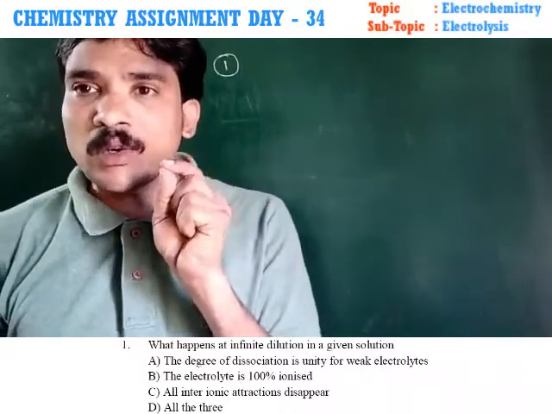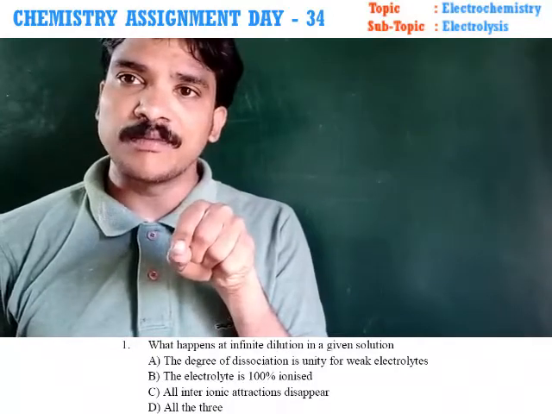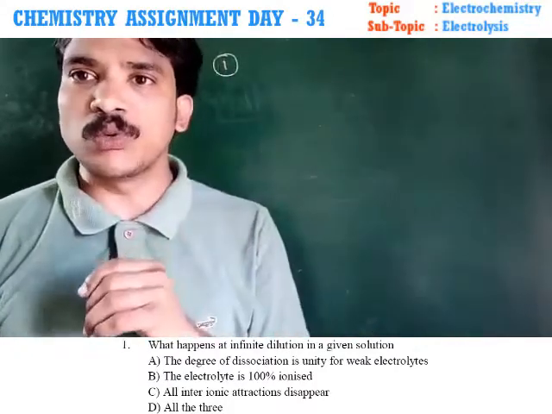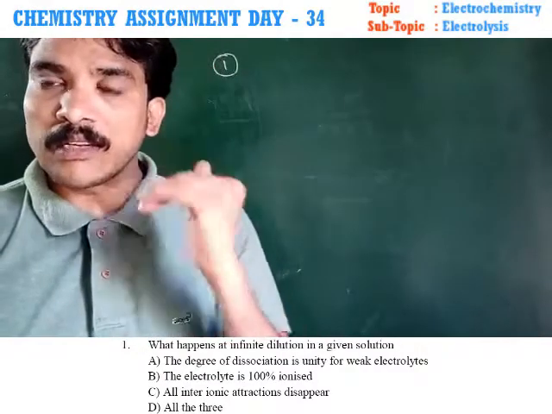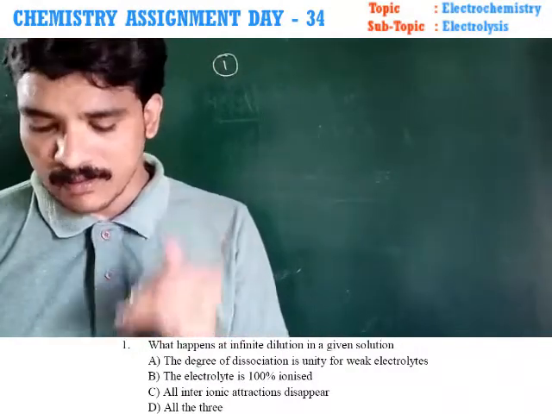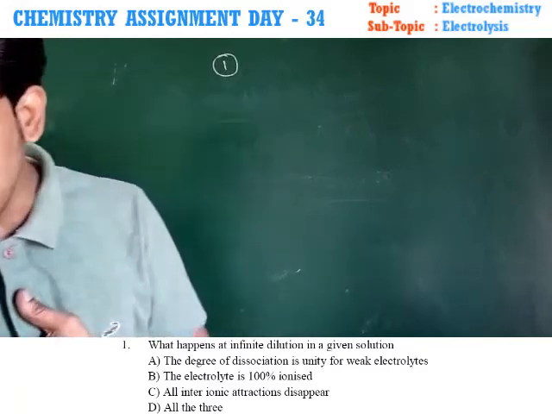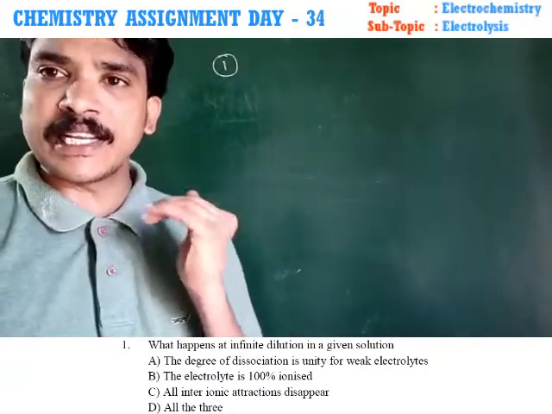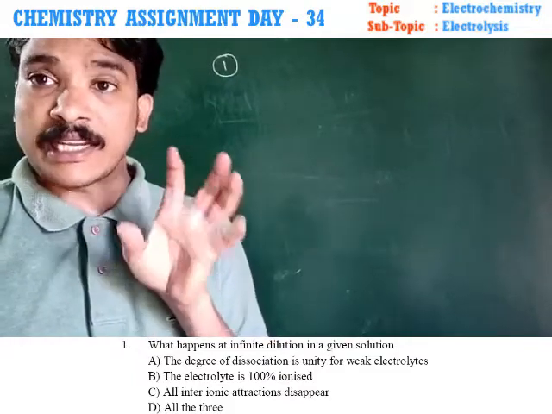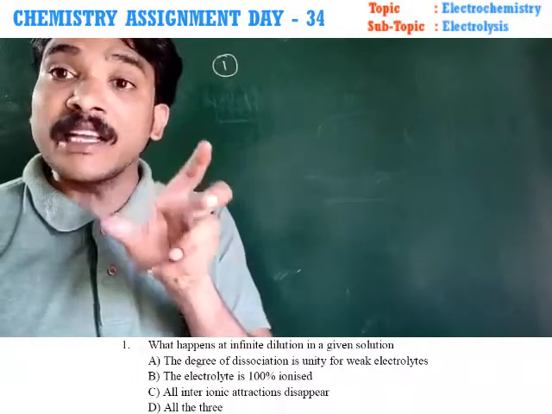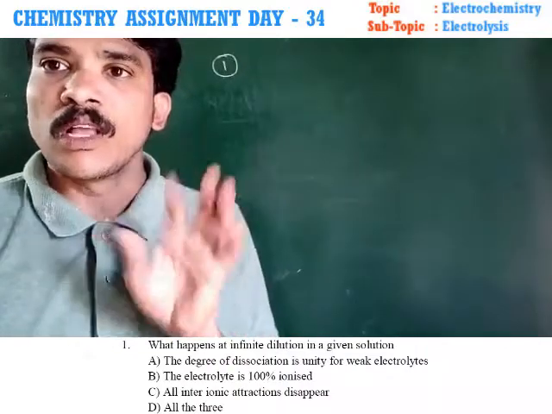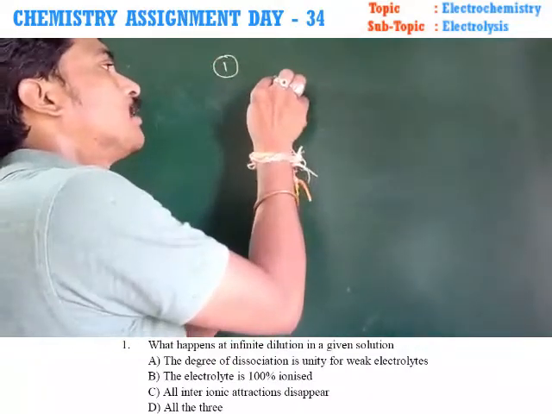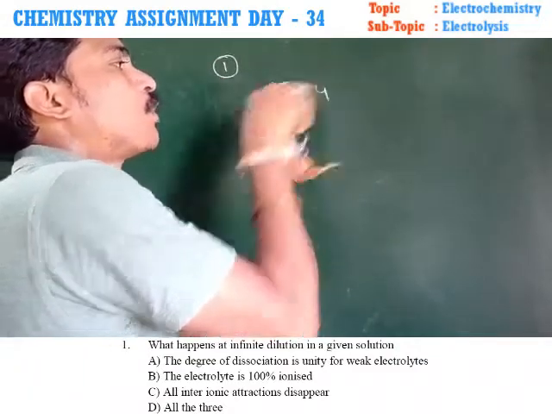Actually, for a weak electrolyte, the degree of dissociation is less than 1. At infinite dilution, it almost reaches 1. And the last option: the inter-ionic attraction disappears. Between cations and anions, the attractions disappear. So all answers are correct. That is question number 1. So the answer is the fourth option.